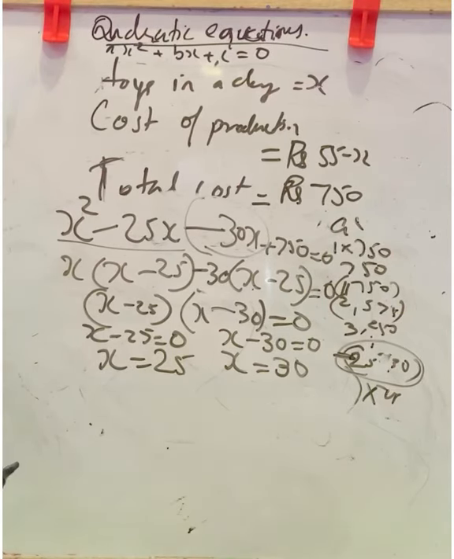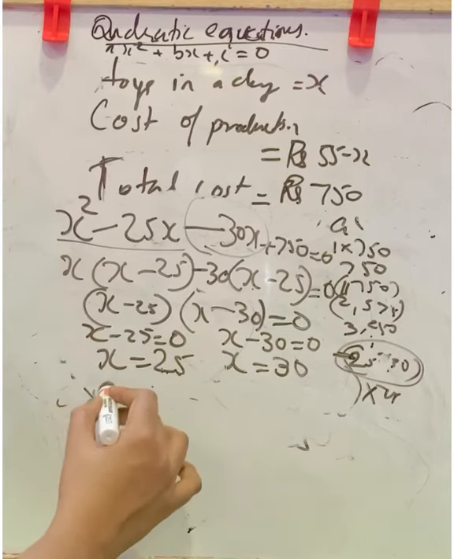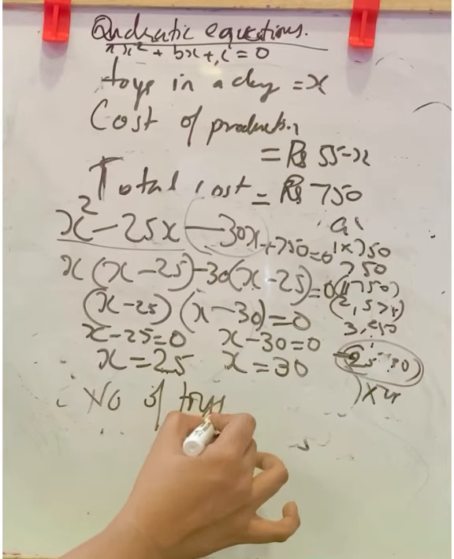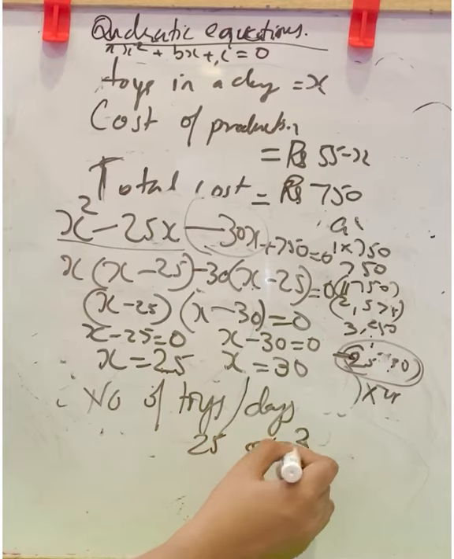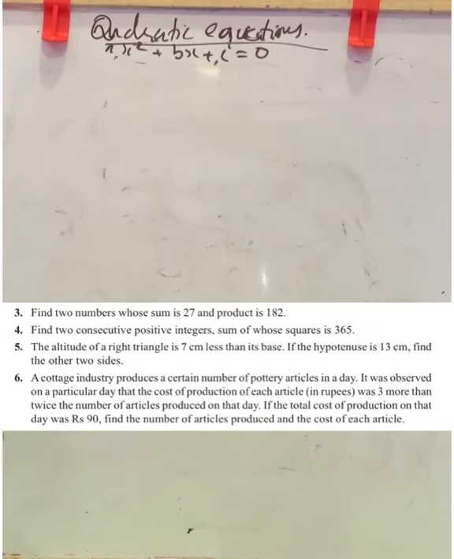Now check toys in a day. The number of toys produced in a day is x. Toys per day can be either 25 or 30. Next question, find two numbers whose sum is 27 and product is 182.